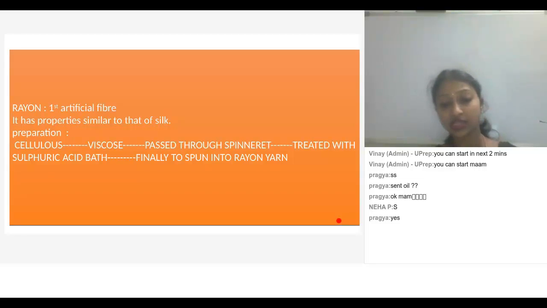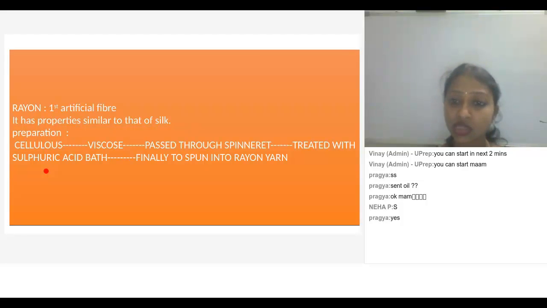In this, especially rayon, we can't say that it's a pure synthetic fiber, because the main raw material, along with some chemicals, is cellulose. Cellulose is nothing but a plant constituent. Cellulose is present in plants. Understood? Can you explain what cellulose is? Cellulose is a plant product, children.